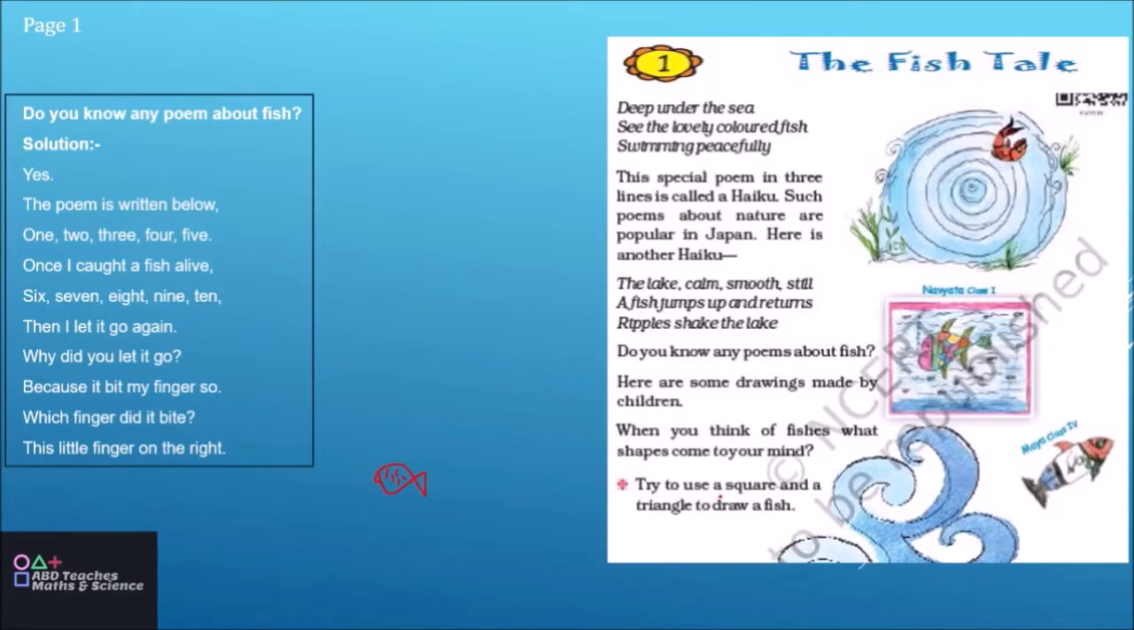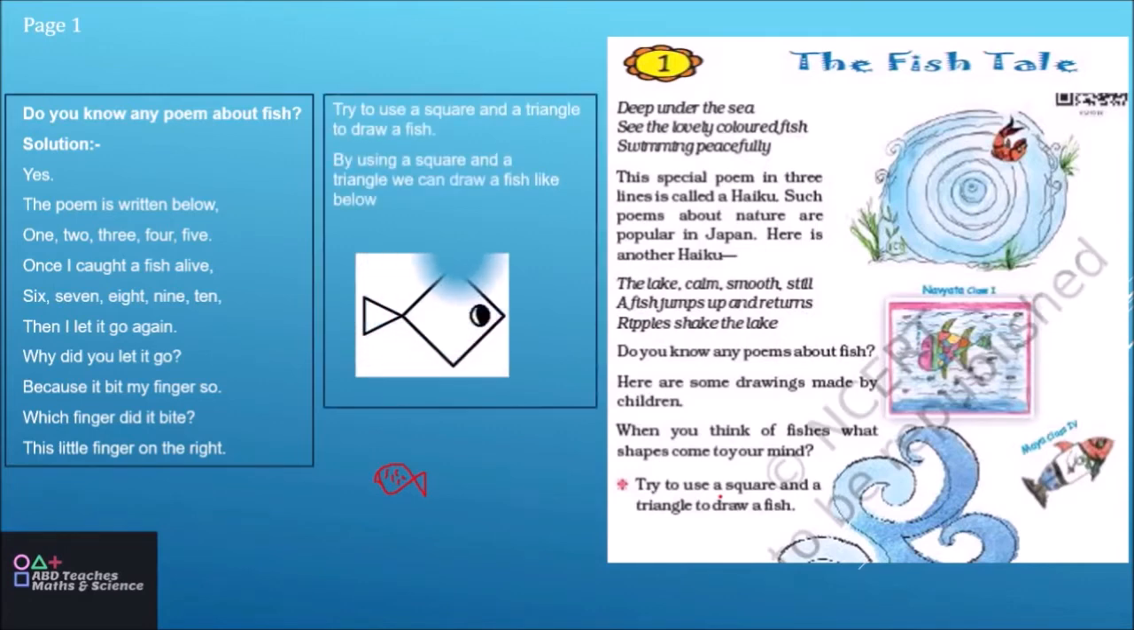Now try to use a square and triangle to draw a fish. See what is here on the screen. By using a square and a triangle, we can draw a fish like below. We can draw a fish by using a square like this and a triangle beside that, and a small circle over here for the eye of the fish. Now let's move on to the next page.